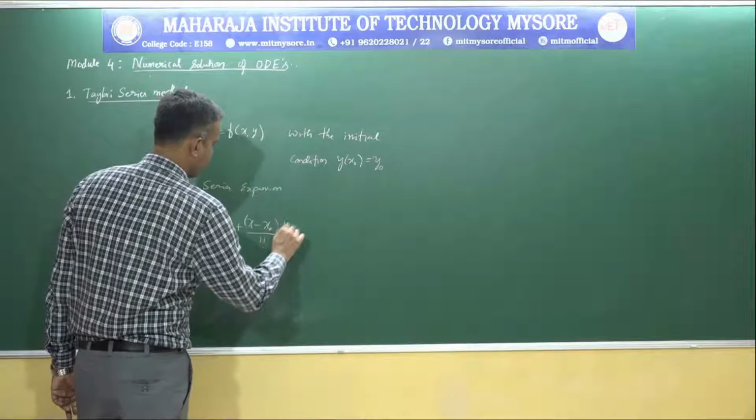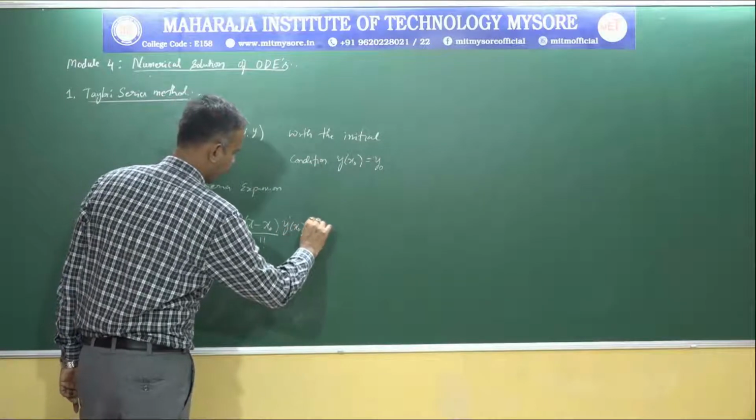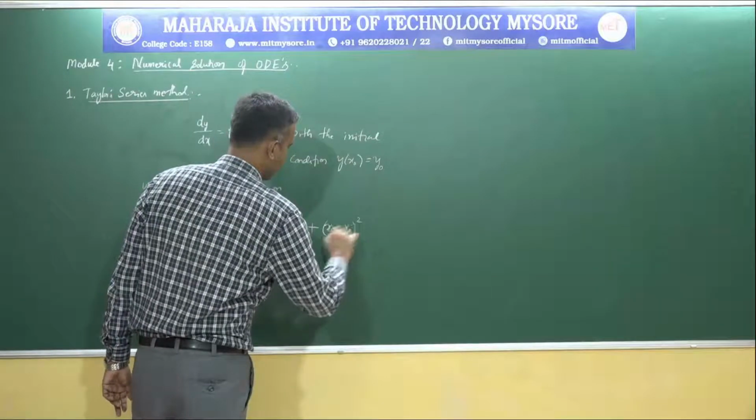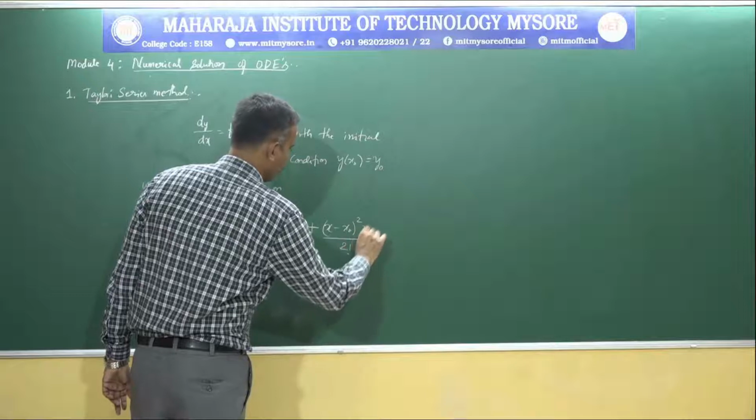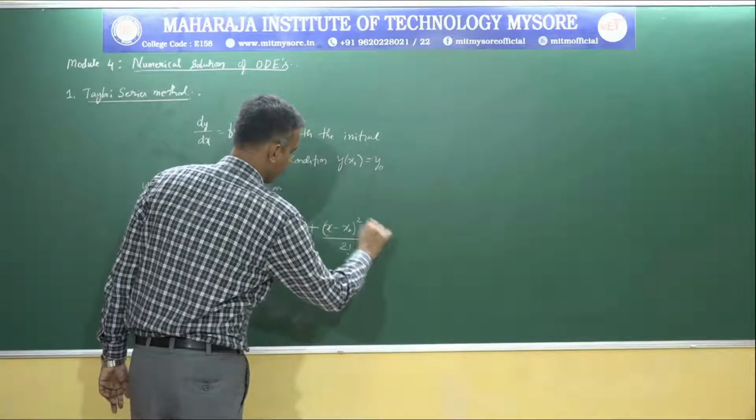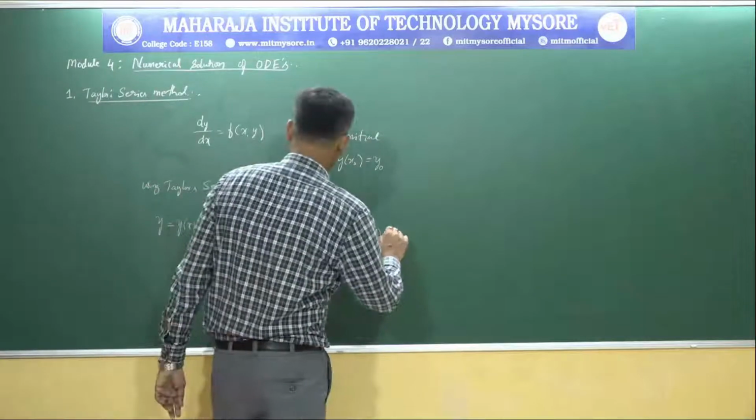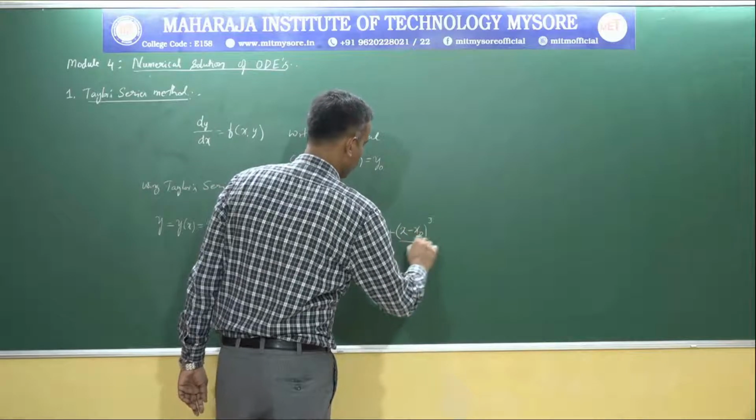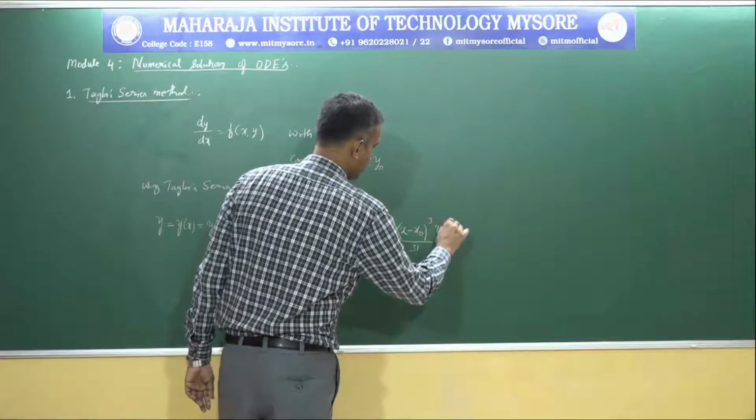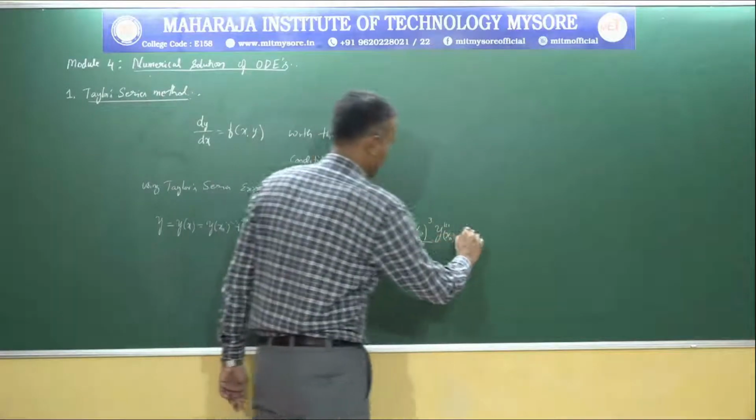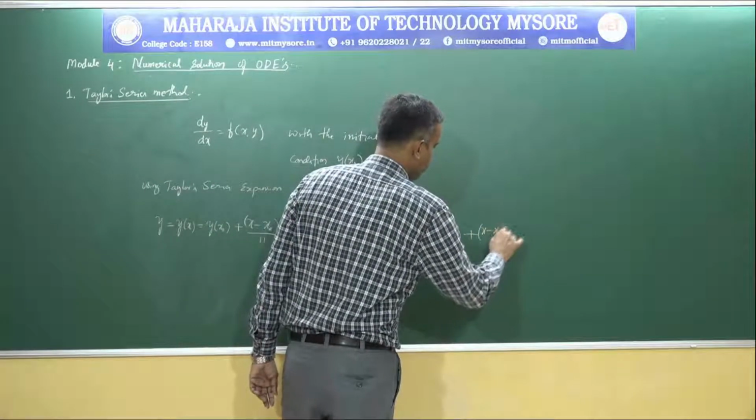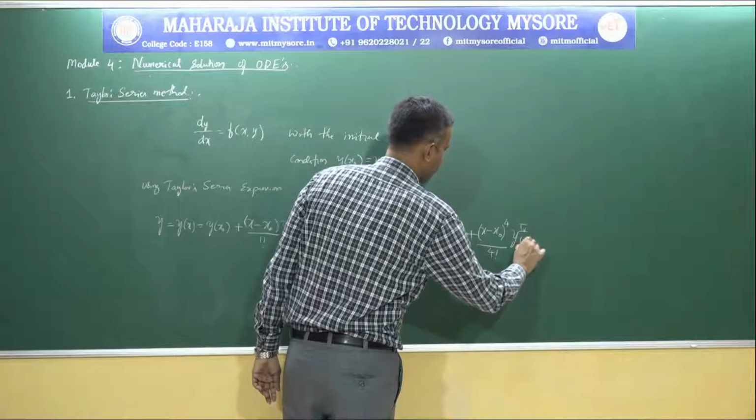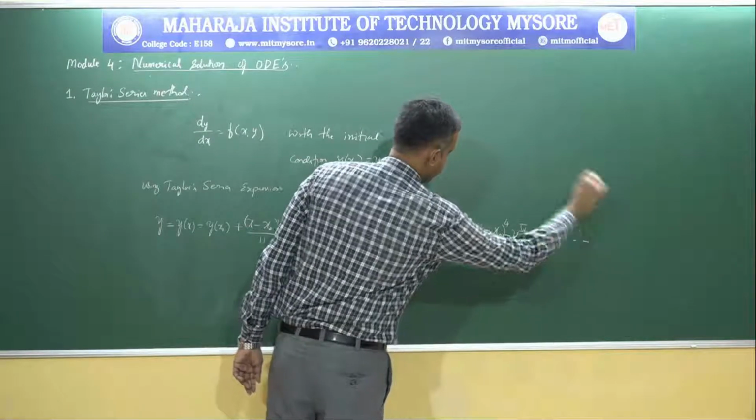over 1 factorial y dash of x naught, plus (x minus x naught) whole square over 2 factorial y double dash of x naught, plus (x minus x naught) whole cube by 3 factorial y triple dash of x naught, plus (x minus x naught) whole power 4 over 4 factorial y fourth of x naught, plus etc.